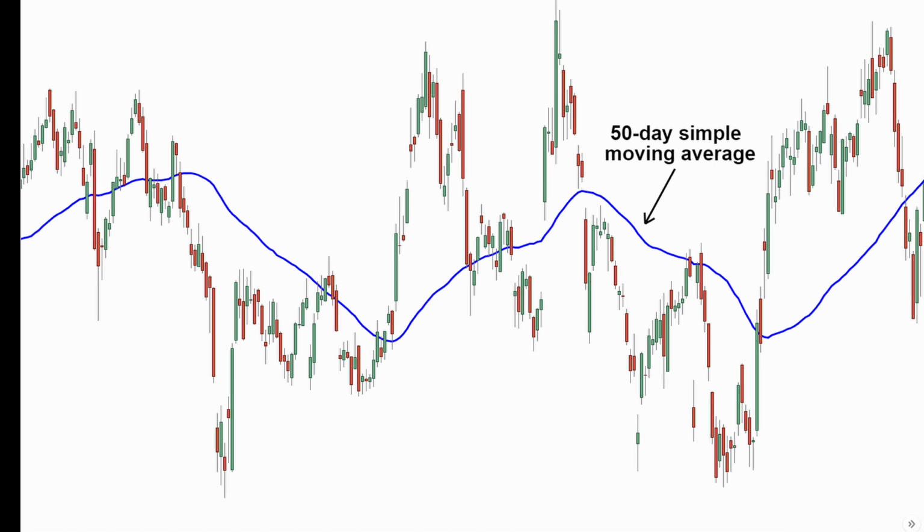A 100-day moving average is another long-term moving average that helps identify overall trends and support and resistance levels. A 50-day moving average is often used for identifying significant support and resistance levels. It's considered a reliable trend indicator.